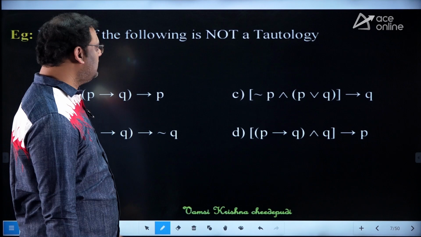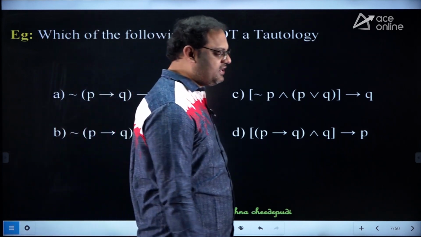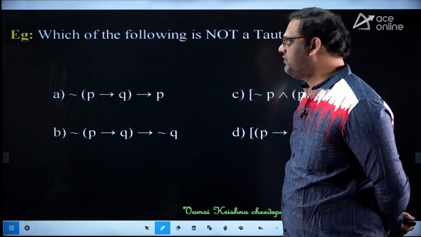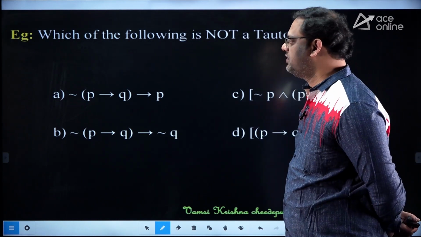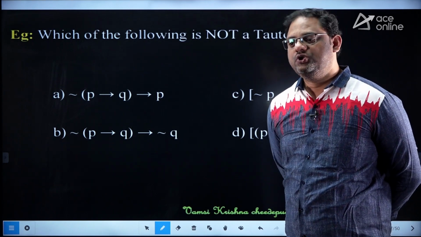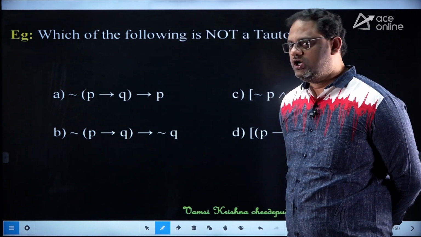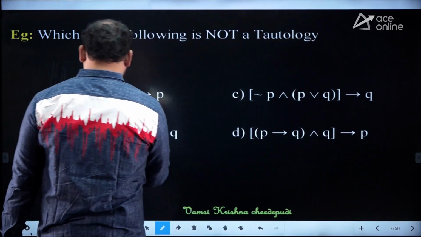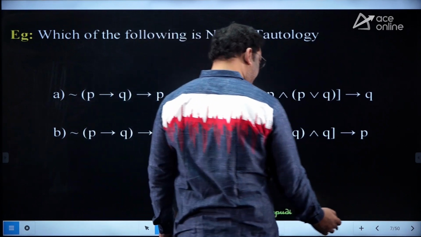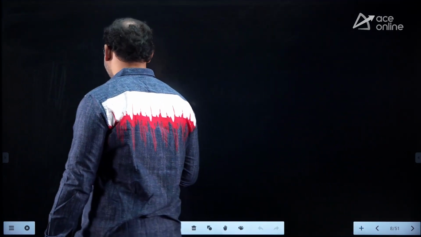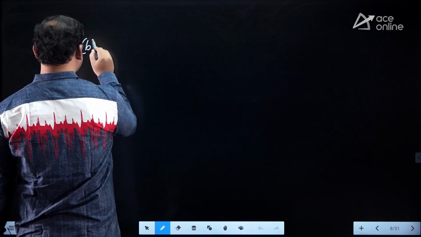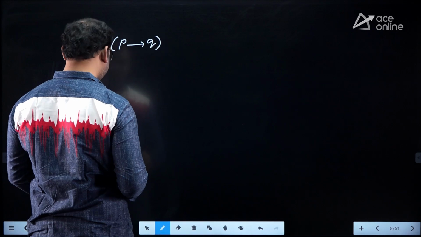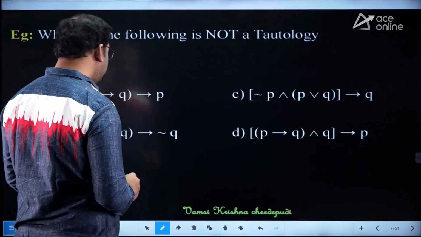And take this problem, which of the following is not a tautology? Try this question. Without opening your class notes, if you solve the problem, I have given both truth table approach and also logical approach. Try to solve in that manner. So when you take formula B, let me take formula B. Formula B says that negation of P implies Q, which implies not Q.